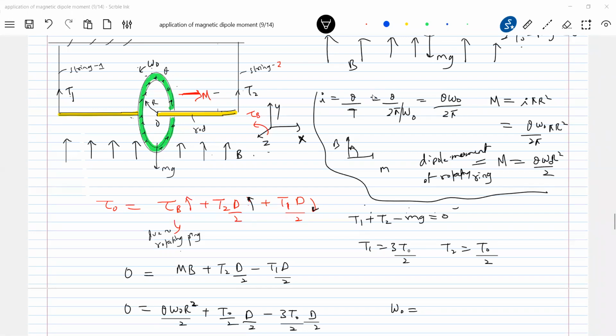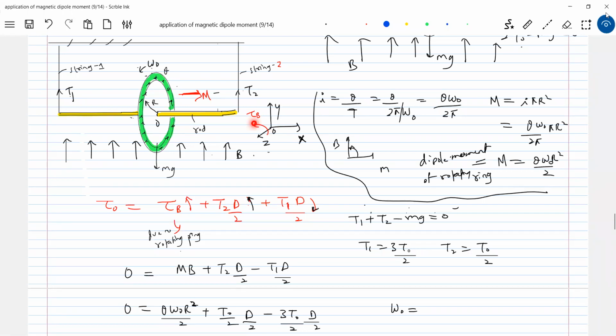Look at this one, torque due to tension. What is the axis? The axis is the z axis. All these torques are set up about the z axis, which passes through O, the center of the ring. So above the z axis, the torque due to dipole moment will be set up. It will try to rotate the ring about the z axis. Okay, clear?